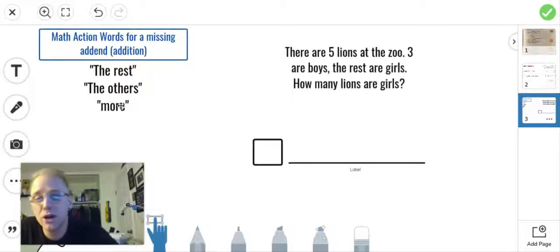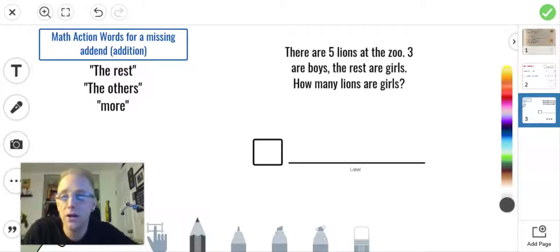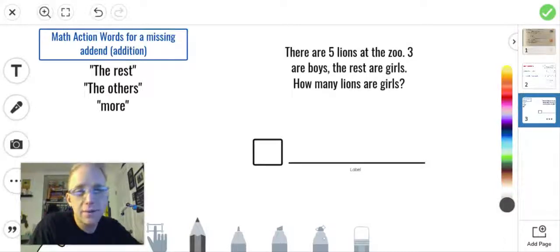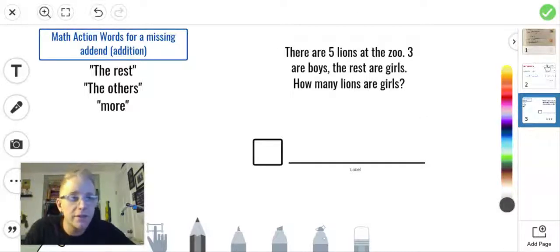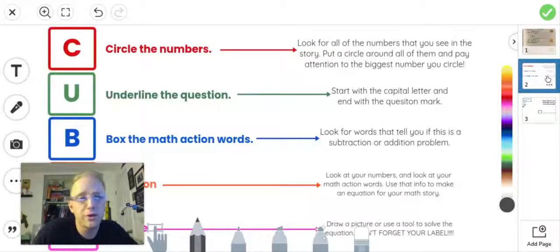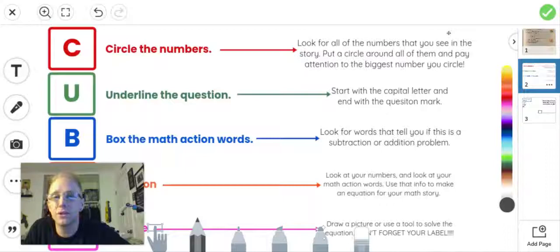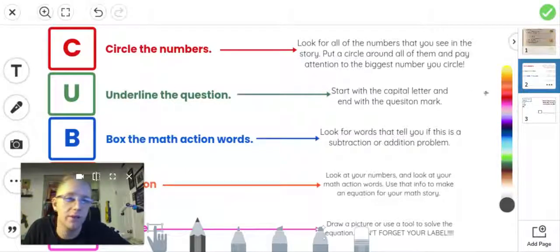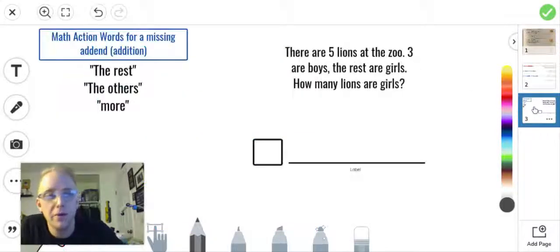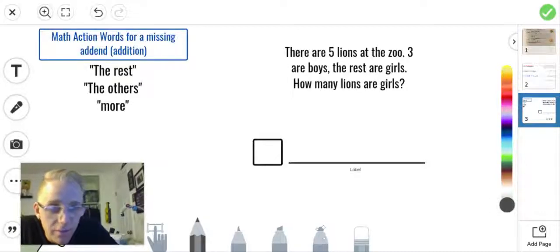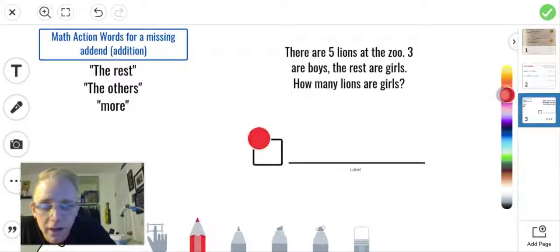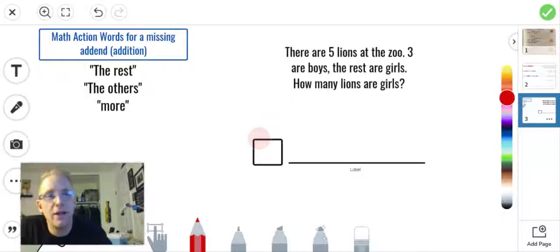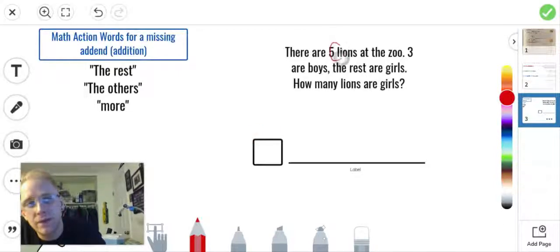So let's draw our attention over here to our sentence, and I will walk us through the steps. Our first step told us that we need to circle the numbers. I don't even need to read my question yet because I'm going to circle those numbers first. That's the most important thing I'm going to do. So I'm going to change this to red to match that step, and I am going to circle our numbers. Now, I see a 5 right here, and I see a 3 right here.